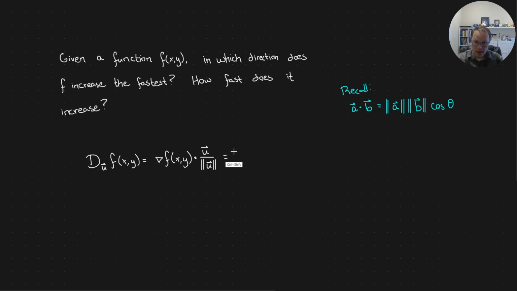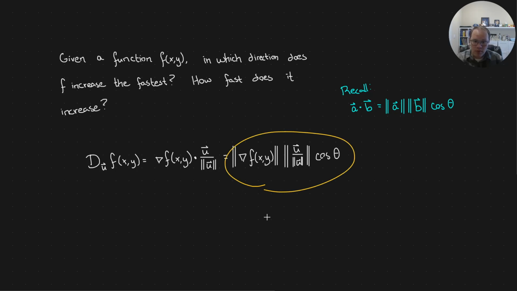Okay, so if I use that property, I'm going to get the norm of vector f, the gradient of f, times the norm of u over norm of u, times cosine of the angle between them. So what we want to do is use this way to formulate the dot product. Think about what direction we would have to point for f to increase the fastest. What would theta have to be? Theta is going to tell us what direction we would have to be relative to the gradient of f.